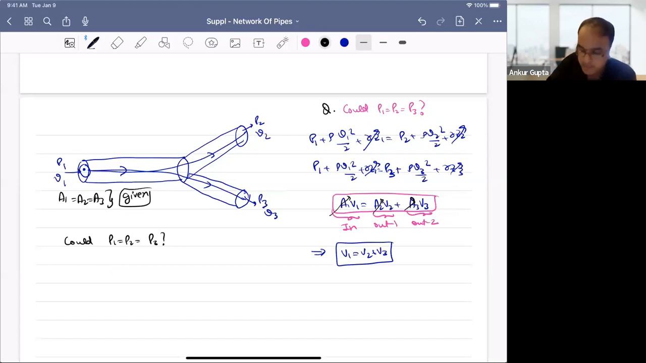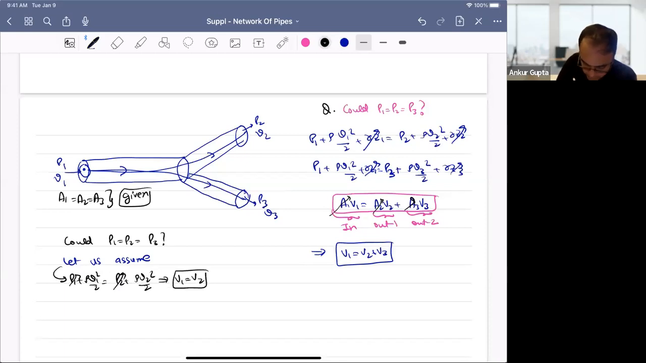If that has been given to me, then let's assume that is the case. In that case, substitute this, so you'll get P1 plus rho V1 square by 2 is equal to P2 plus rho V2 square by 2. And if that is the case, then this goes away, and this implies V1 is equal to V2. And then, sorry, not P2, P1 plus rho V1 square by 2 equals P3 plus rho V3 square by 2.